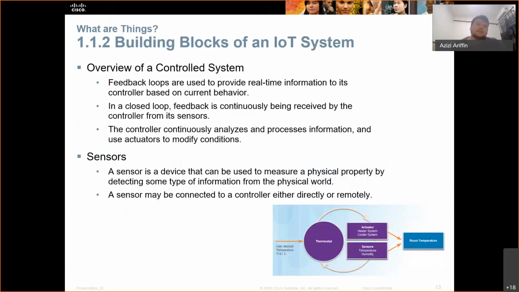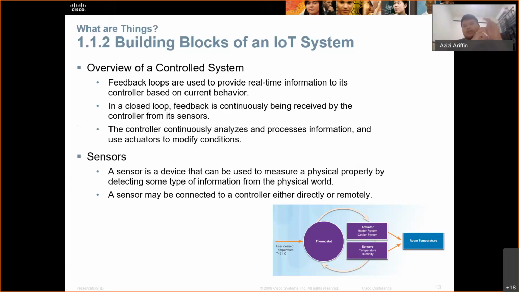So first, the building block of an IoT system. Overview of a control system. Macam saya tunjukkan juga example macam mana kita nak connect dengan Arduino. Arduino bila dia dah start, once dia set up, dia akan just continue to loop. Dia akan ulang je balik instruction yang kita buat. So itu adalah sebenarnya dalam closed loop, what we call.